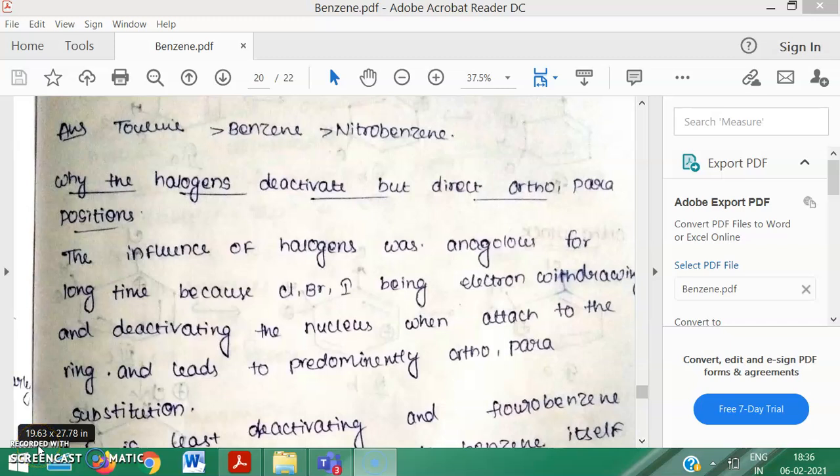Good morning, students. In the last class we discussed activating groups and deactivating groups. Activating groups like alkyl, amine, amino derivatives, and the OH group can direct the second substitution to the ortho and para positions. Whereas deactivating groups like NH3 plus, COCH3, cyanide, and NO2 can direct the meta position.